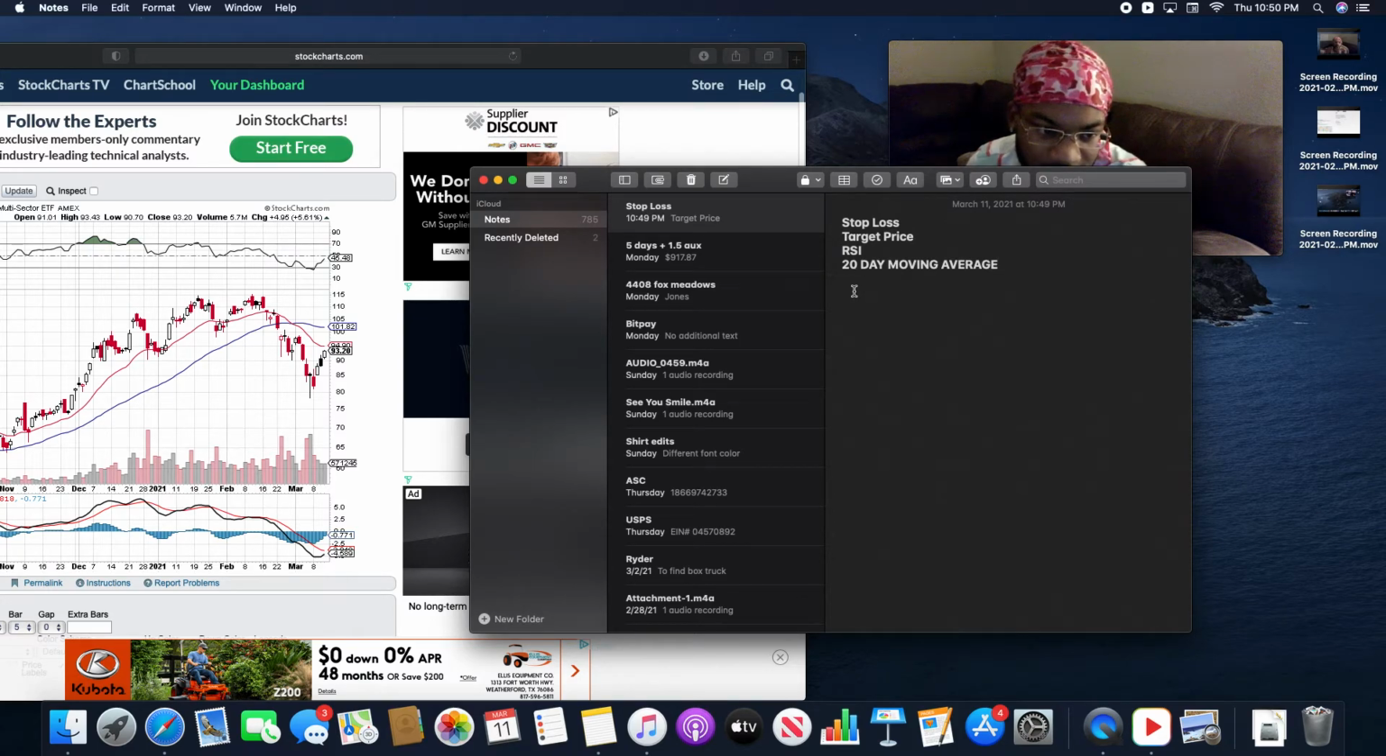So basically, key takeaways: you want to have a stop loss, you want to have a target price, you want to observe the RSI so you can know if it's a hot or cold buy or sell, and you want to determine the 20-day moving average. If you do these things, you will have more successful trades, more successful swing trades, better investments, because the whole game is, it's not what you buy, it's when you buy.